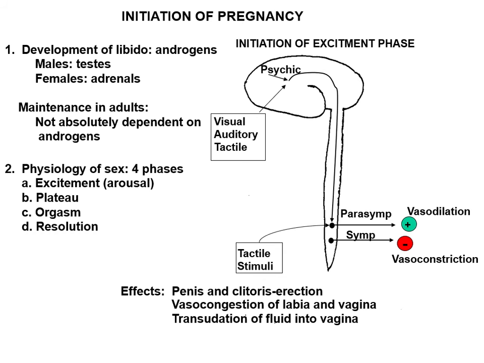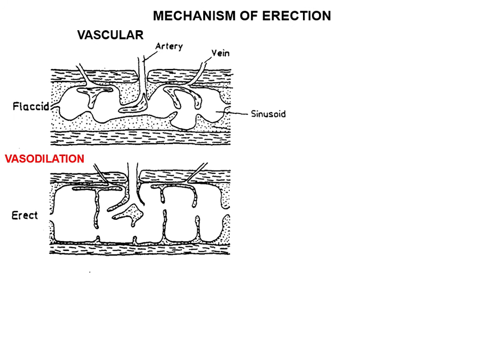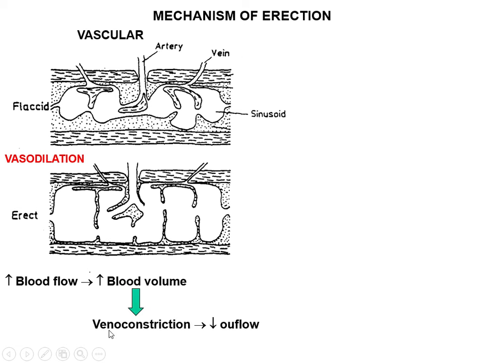If we look at what's happening in erectile tissue, basically you have vasodilation, the blood flow increases into the sinusoid portion of the erectile tissue, and that increases the blood volume of that. Because of the structure of these sinusoids, this increase in blood volume constricts the venous outflow. So you get an increase in blood flow, but you get a decrease in outflow. So the net effect is you get a large increase in blood volume, and that's what causes the erection.